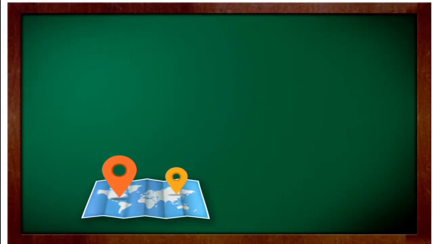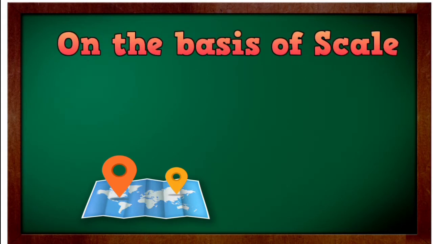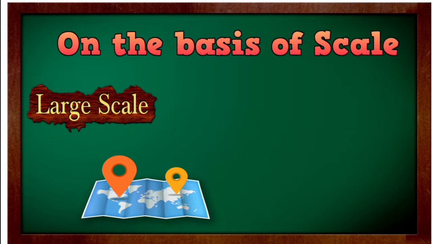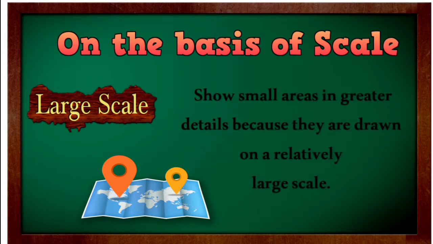Now let's see the definition for each map. The first one is on the basis of scale: the large scale map. A large scale map shows small areas in greater detail because they are drawn on a relatively large scale. Keep this in mind, it is a contrast: a large scale map provides details about small areas.